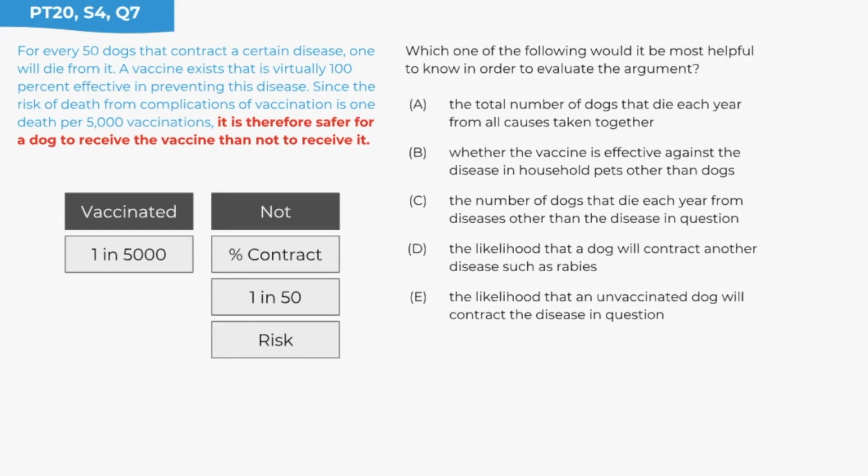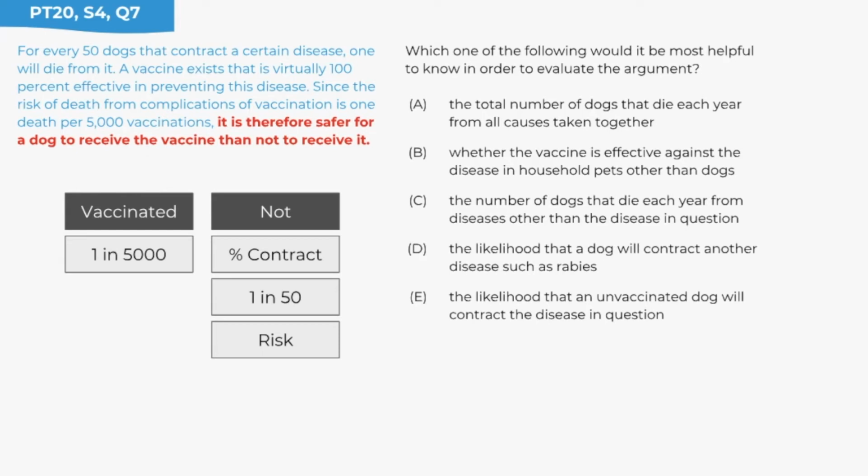How likely are they to face this risk? If the likelihood of this risk is high, then the argument is probably pretty good. But if the likelihood of contracting the disease is low, that could push the risk level down below the risk of actually getting vaccinated. And then the argument would be bad. So what we really need to know is what's the likelihood that a dog will contract this disease.